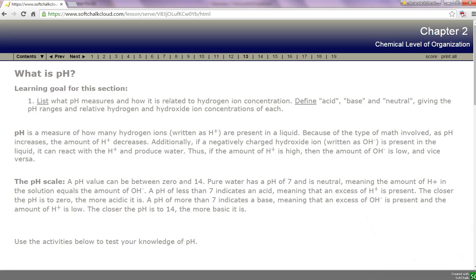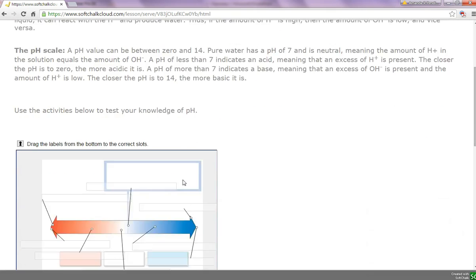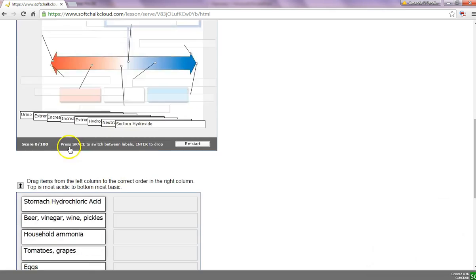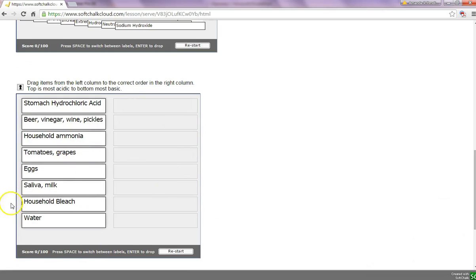And then again, if you look on your homework lesson, this image is found in your book, and here's some practice interpreting that, figuring out what that means, and arranging items. And the same here. Here are some items to arrange in order.